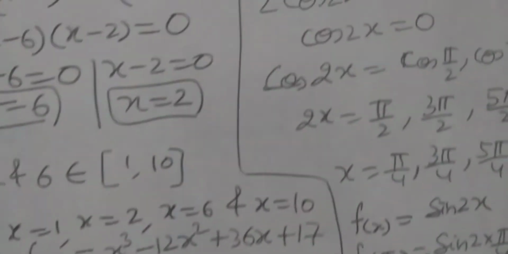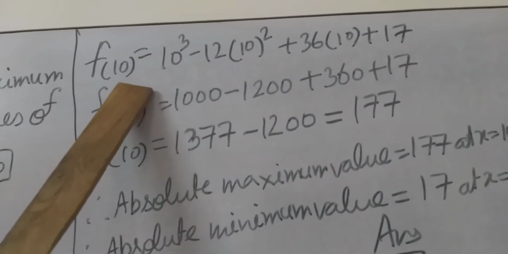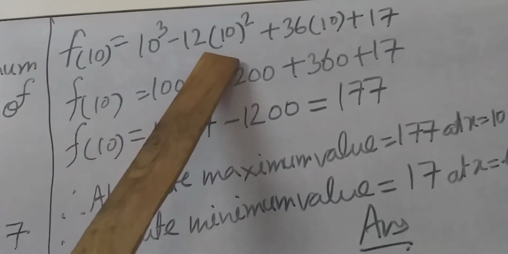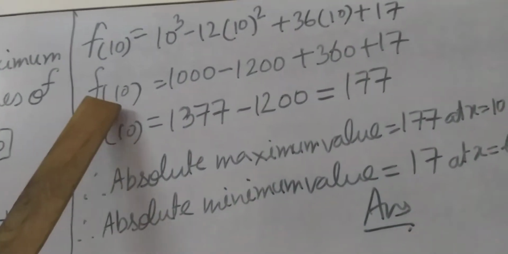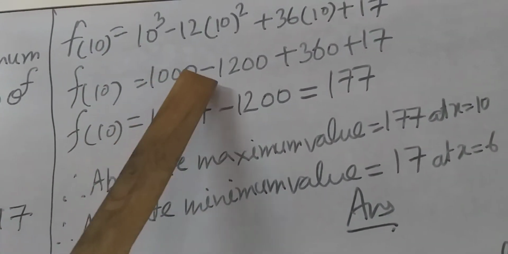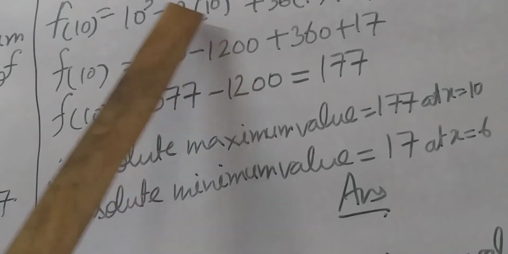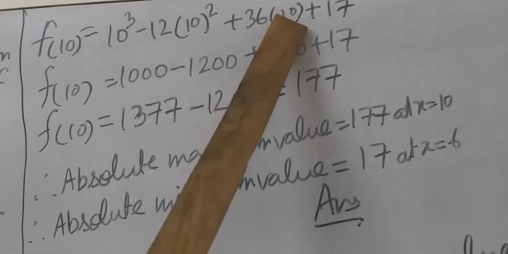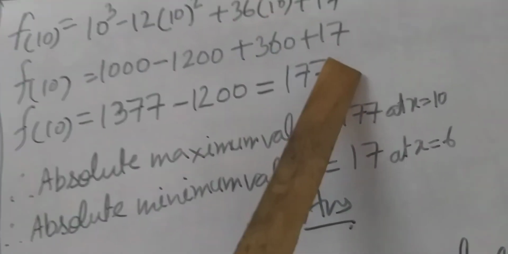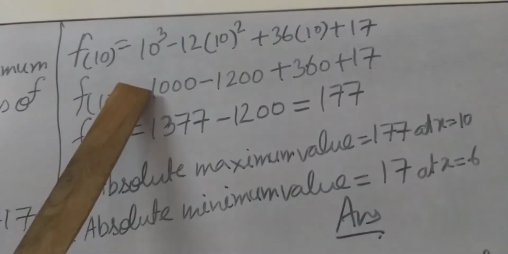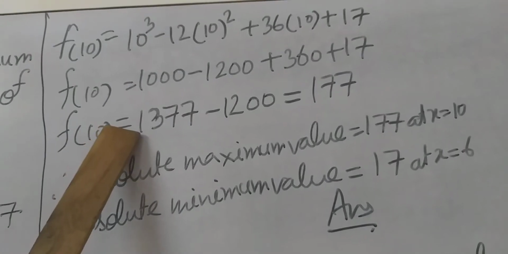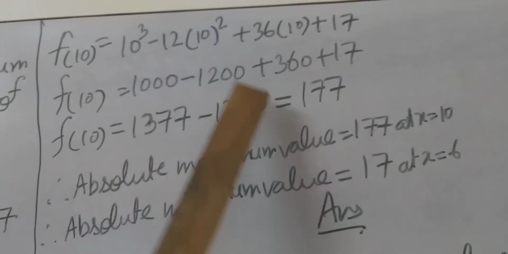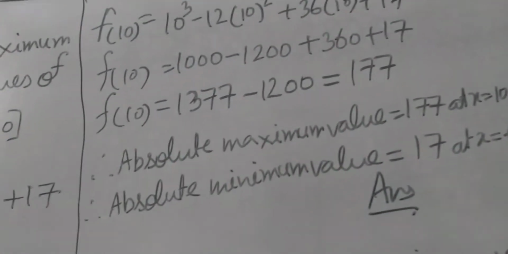Now last value, students, x equal to 10. Putting x equal to 10 in the function: 10 cube minus 12 into 10 square plus 36 into 10 plus 17. So f(10) equals 10 cube, 1000, minus 10 square, 100, into 12, 1200, plus 36 into 10, 360, plus 17. So 1360 and 17 will become 1377, minus 1200, that is 177.